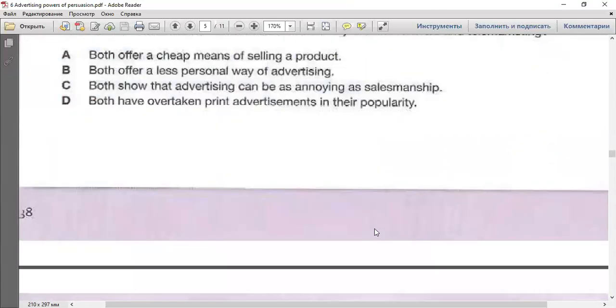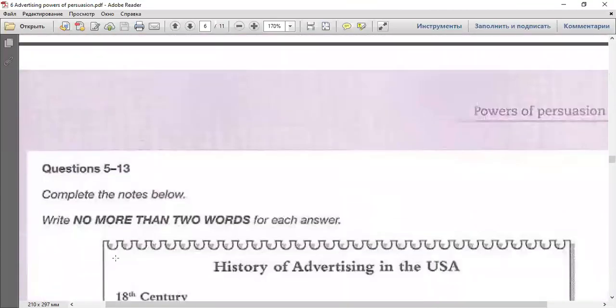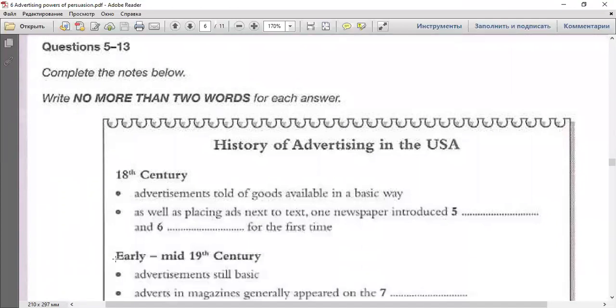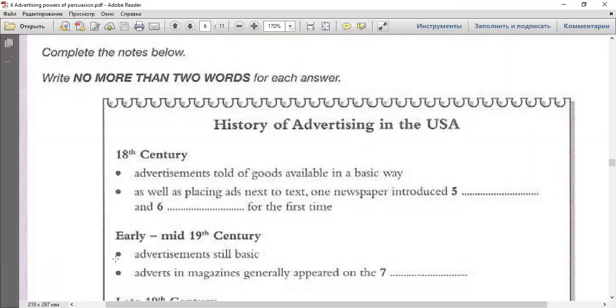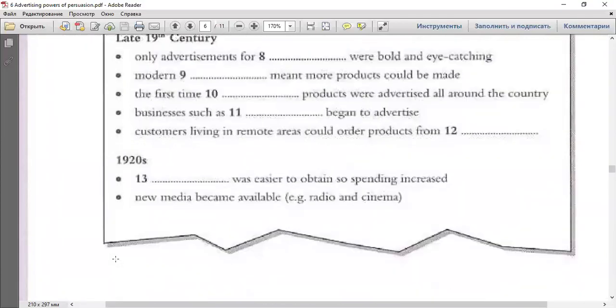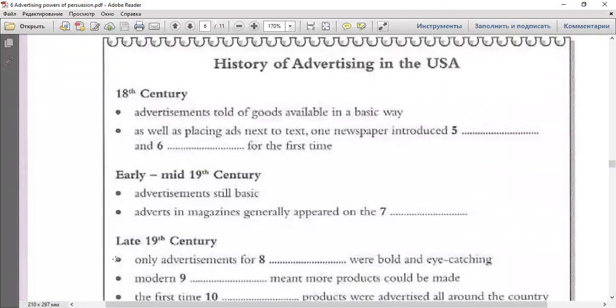Okay, right. So now we're going to do numbers from 5 to 13. And I'm going to give you 10 minutes for that. So this is a note completion. Please complete the notes. So you can refer back to the text, and we'll check that in 10 minutes. Please try to do this and type your answers in the chat box.